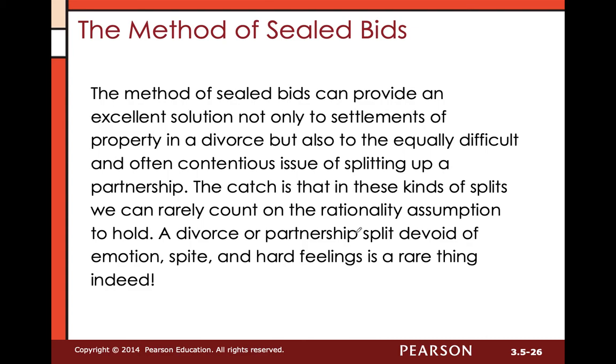The catch is that with these kinds of splits, we can rarely count on the rationality assumption to hold. A divorce or a partnership split that's devoid of any emotion, spite, and hard feelings is a pretty rare thing. That's why you see a lot of third parties that have to get involved to try to make more rational decisions. That being said, that is 3.5. That is the method of sealed bids.